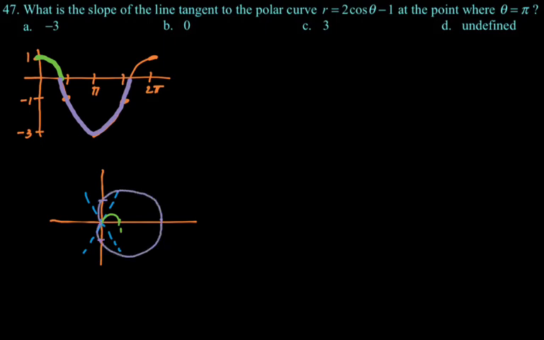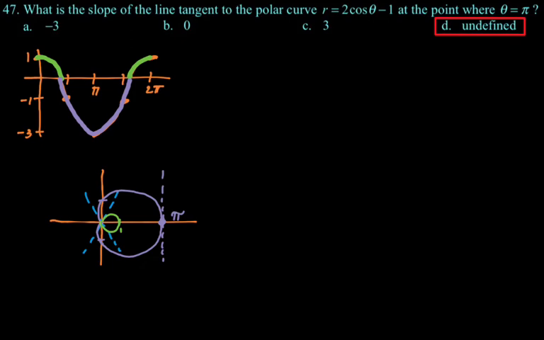This is polar graphing. If you are familiar with polar graphing, this isn't really that bad. The key thing is that when you get to pi, you're at this point, and that's clearly going to have a vertical tangent line, which means the slope is going to be undefined. If you're not up on your polar graphing, that's not fine. You should definitely improve on that.